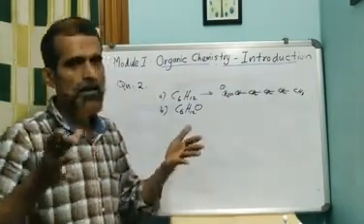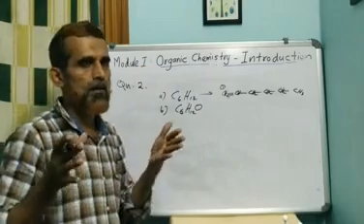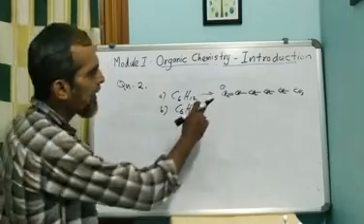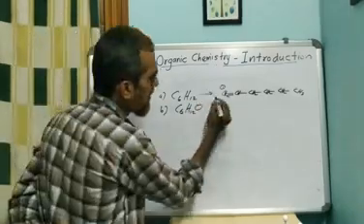The latest IUPAC's recommendation says you should name it hex-1-ene. Okay. ഇനി എന്ത് ചെയ്യാം? നമുക്ക് അടുത്ത ഐസോമർ വരയ്ക്കാൻ ഒന്നായി.